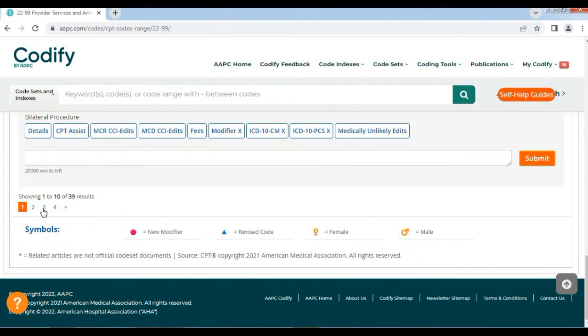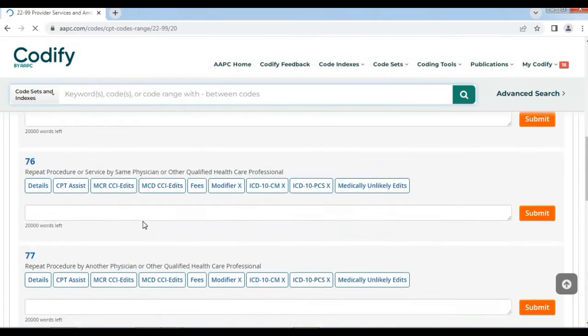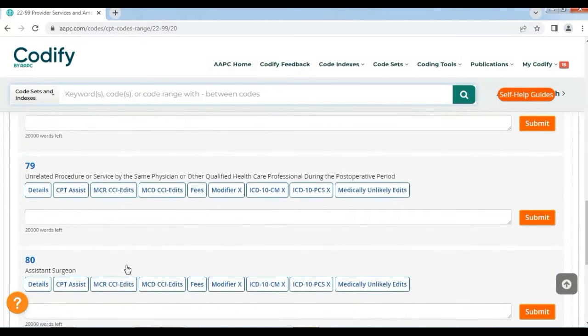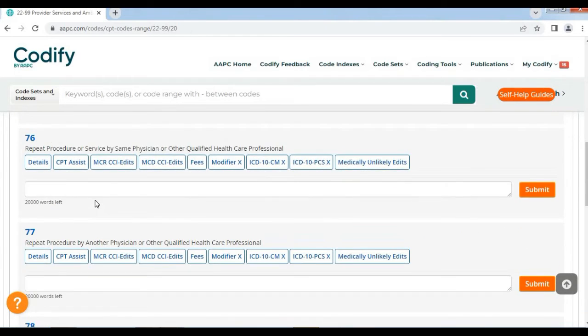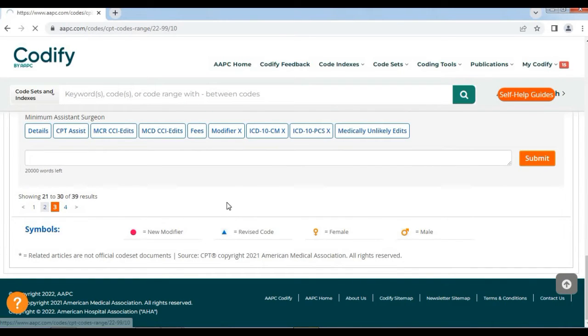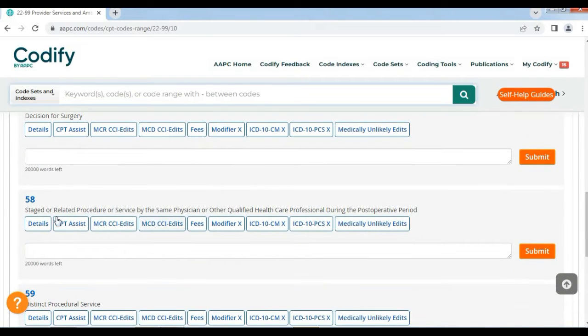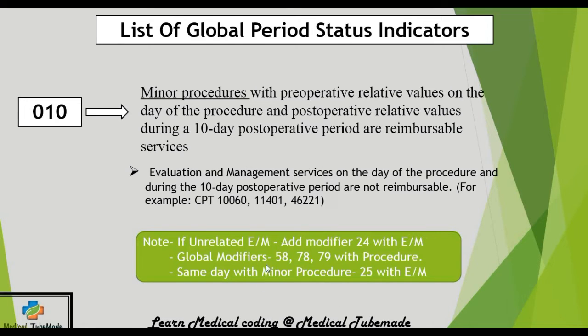Likewise, I mentioned modifiers 58, 78 and 79. First I'll show you 78 and 79. Modifier 78 is an unplanned return to the operating room by the same physician or qualified healthcare professional following the initial procedure for a related procedure during the post-operative period, and modifier 79 is an unrelated procedure during the post-operative period. Modifier 58 is also a global period modifier: a staged or related procedure or service by the same physician or qualified healthcare professional during the post-operative period. So these are the global modifiers 58, 78, 79, and these three modifiers always go with the CPT procedure code only, and modifier 24 always goes with the E&M code only.